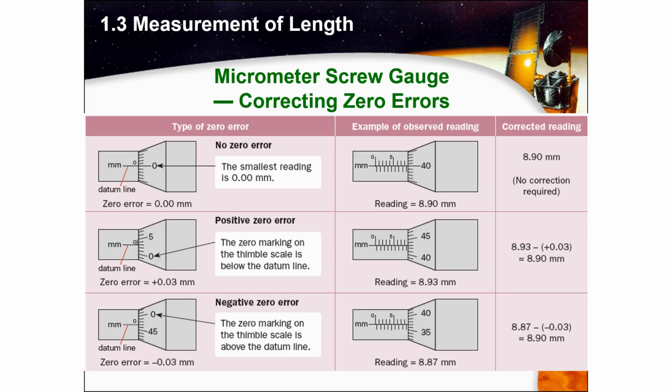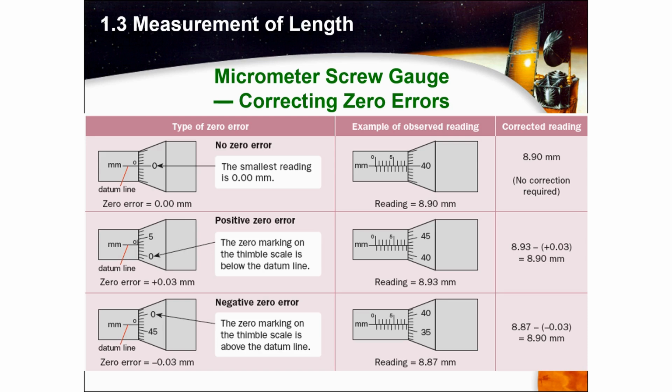If we have positive zero error, as in the previous example, we count from the zero to the top. And then we can see how many divisions there are. Okay, 1, 2, and 3. Good. So we have a zero error of plus 0.03 millimeter. In that case, we have to subtract 0.03. So 8.93 minus 0.03, we have 8.90 millimeter.